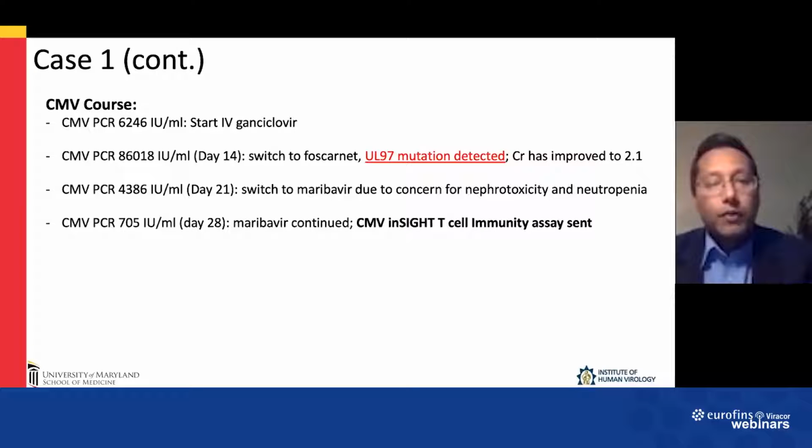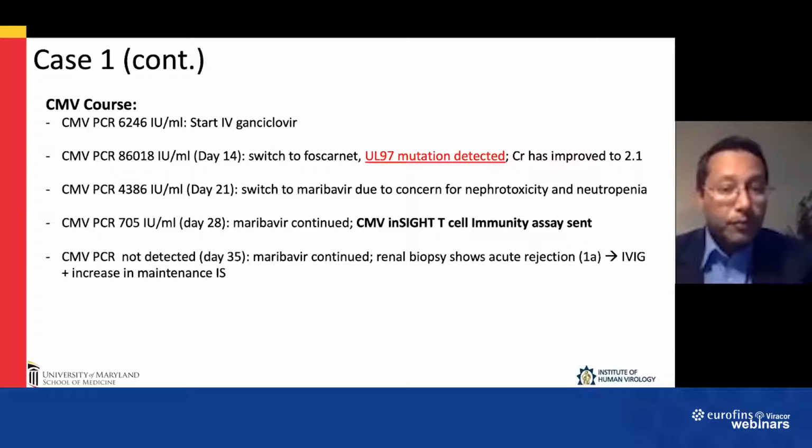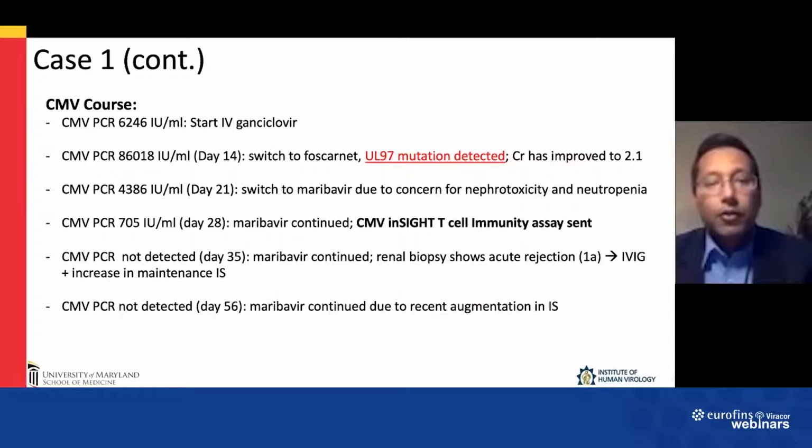And over the course of the first week of maribavir therapy, her CMV PCR continued to improve. And a CMV-INSIGHT T cell immunity assay was sent at this point to try to help determine whether or not she might benefit from secondary prophylaxis, or if she could simply be taken off of maribavir once her viral load had cleared. Over the next couple of weeks, she continued to respond. Her CMV PCR was not detected at day 35, nor was it detected by day 56.